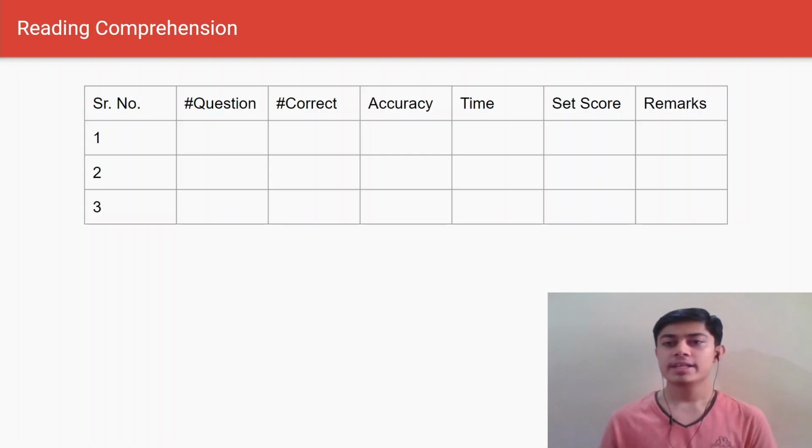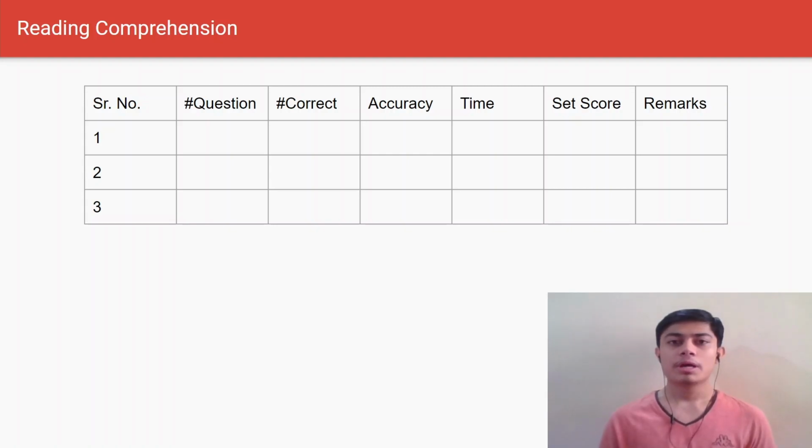And finally, in the remarks section, you can note down the mistakes which you made while solving the questions. For example, you assumed something which was not mentioned in the passage, or you read the sentence incorrectly, or you did not understand the meaning of the sentence. It can be anything. Just note down the reason why you got the question wrong.